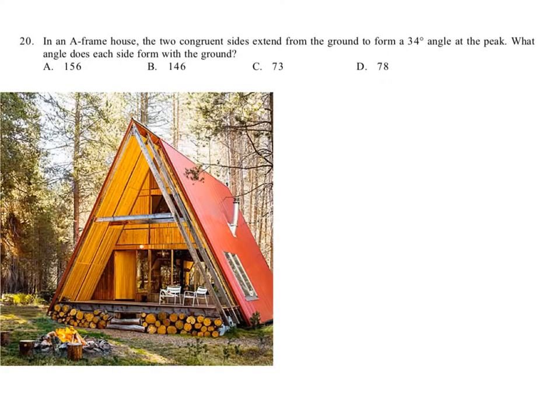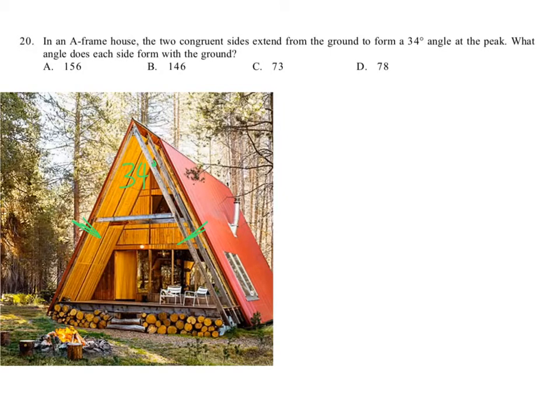So this is what an A-frame house is. It actually has sides that extend all the way down to the ground, like this. And so you can see that this is forming an isosceles triangle right there. So what are they saying? Well, they're telling you that the two congruent sides, this side and this side, form here at the peak a 34-degree angle.